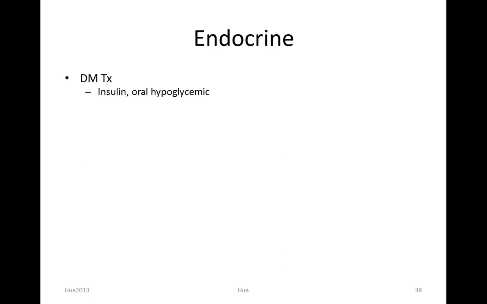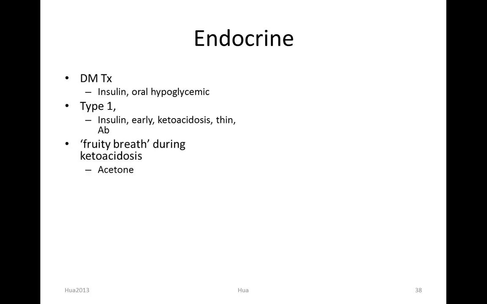Endocrine system, treatment of diabetes. Type 1 tends to rely on insulin. So you have different forms of insulin, short acting like insulin lispro, long acting like insulin glargine. Type 1 tends to happen early, and type 1 runs the risk of ketoacidosis, because if you don't have insulin, then the body will start to use fat to try to make sugar, and then fat will become ketone bodies, leading to ketoacidosis.